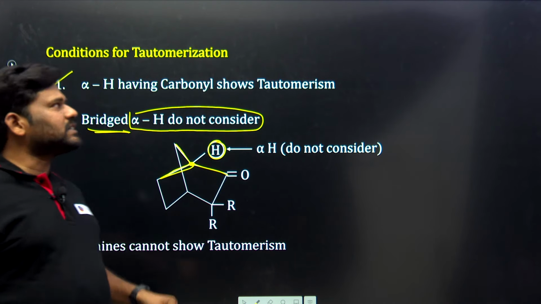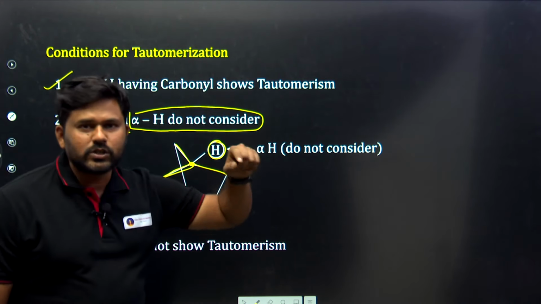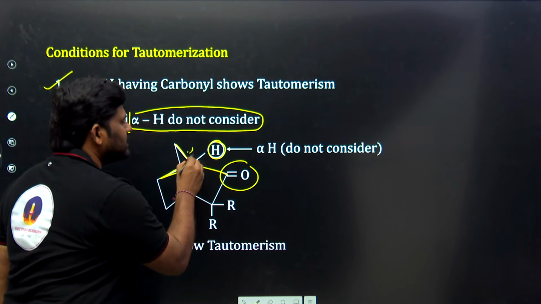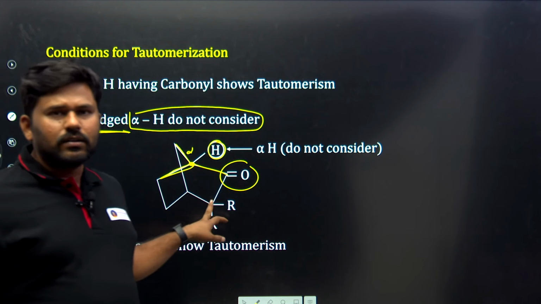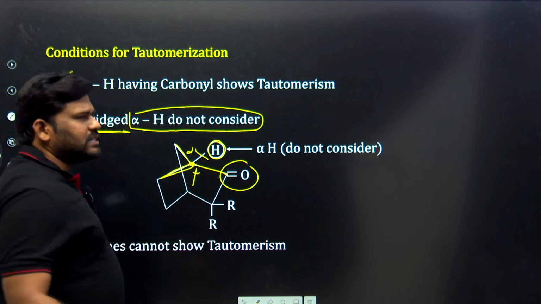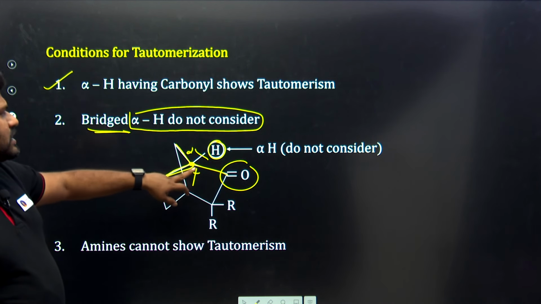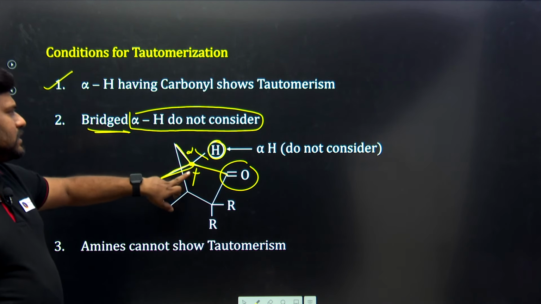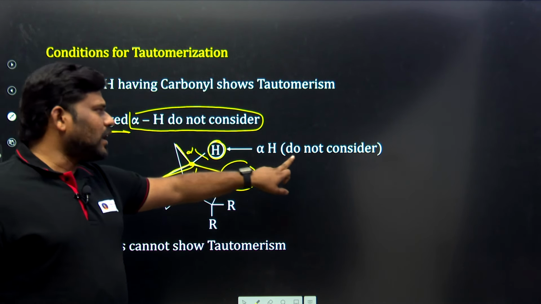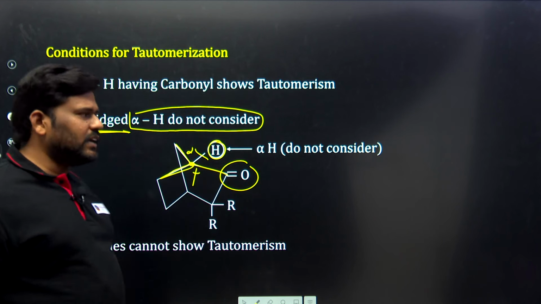Sir, you said a carbonyl with alpha hydrogen shows tautomerism, and here there is alpha hydrogen, sir. This is a functional group, and this is alpha hydrogen, no? So you also have to note down this point. Why? Because a bridged carbocation is unstable. This is a rule. So this carbon is unstable and that is why the hydrogen cannot leave. So bridged alpha hydrogen should not be considered any time.